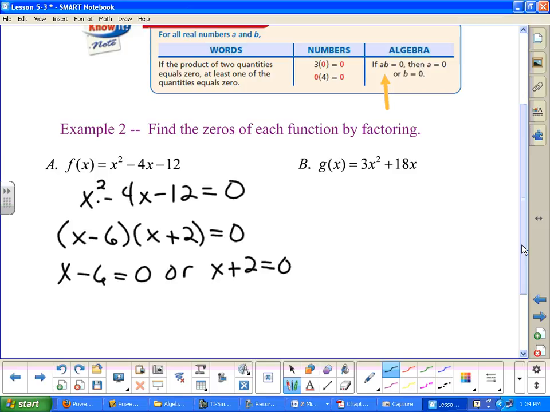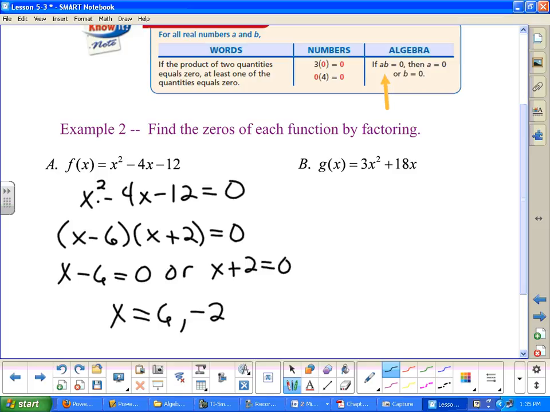So if that's the case, then x is going to equal positive 6, because I'll add 6 to both sides, or negative 2. Okay. And if you remember when we talked about this before, we always said that if it was just one x, then the 0, when we have it in factored form, is always going to be the opposite. That's right, Jordan. Always going to be the opposite.